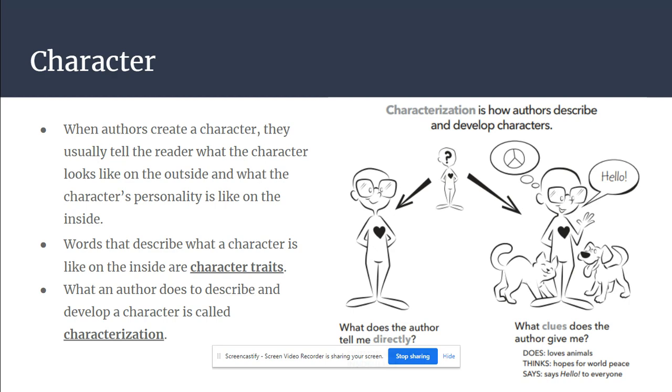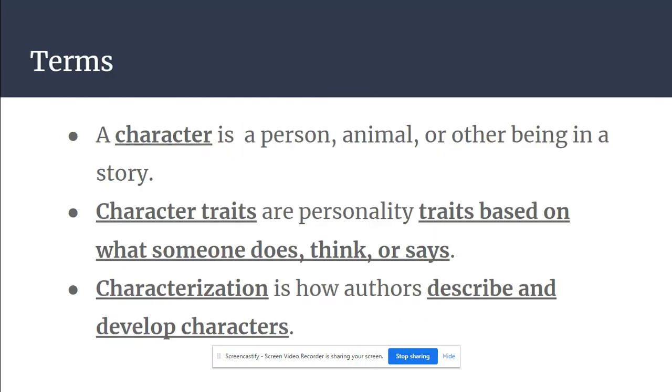And you can see in this infographic that even when authors don't straight up say something, they give you clues through the character's behavior about what that character is like. So these are the terms that we're going to be working with for the next couple of lessons. A character is a person, animal, or other being in a story, and character traits are personality traits based on what someone does, thinks, or says. And as we just discussed on the previous page, characterization is how authors describe and develop characters. So not just their appearance, but also their actions and their words.